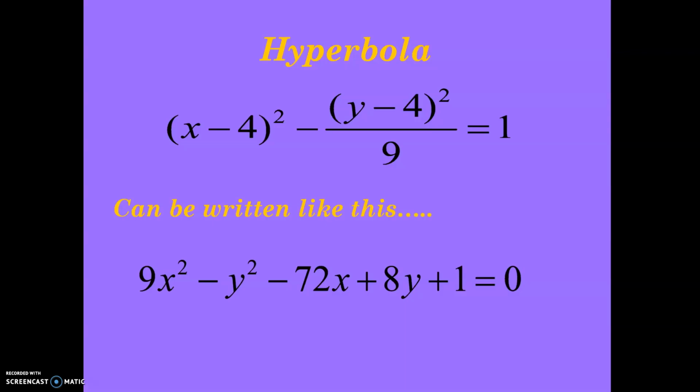Hyperbola: you have both an x squared and y squared term, but they're separated by subtraction. So when you FOIL this out and get rid of the fractions, you have both an x squared and a y squared, but with opposite signs and different coefficients. Coefficient 9, coefficient 1.